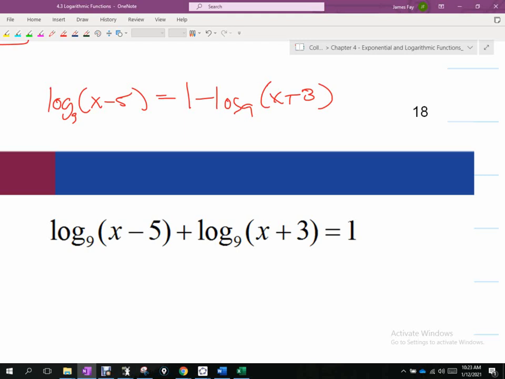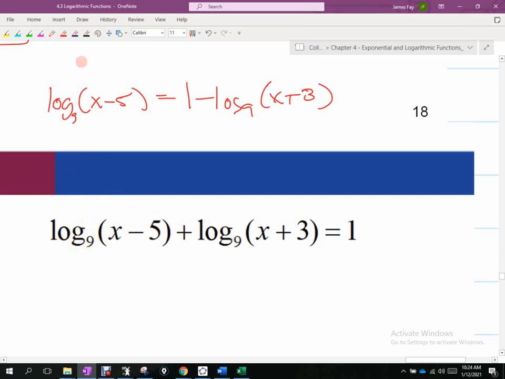If you have multiple logs written, they're always going to be the same base. If we changed the base to 9 and 7 or something like that, that's outside the scope of this course. So they're going to be the same base. If I want to do this problem, I need to get all my log components on one side. So that's where we're starting off here. All right, so we get both logarithms on the same side.